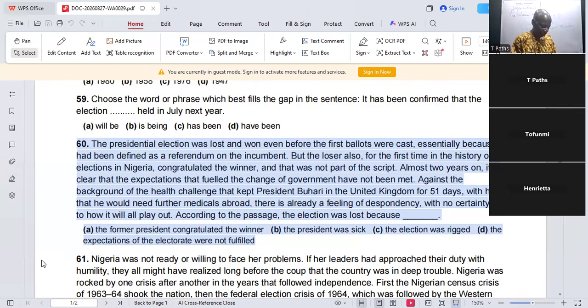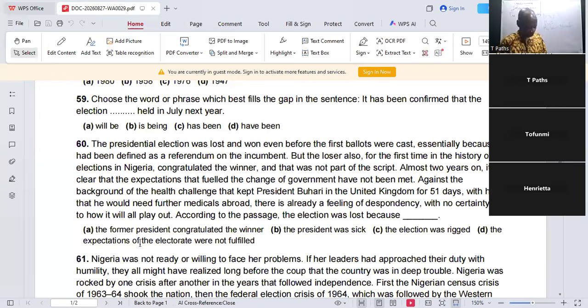According to the passage, the election was lost because A, the former president congratulated the winner. B, the president was sick. C, the election was rigged. D, the expectations of the electorate were not fulfilled. Now look at the passage, let me read it again for you. The presidential election under the Buhari regime, that's what we're saying, was lost and won even before the first ballot was cast.